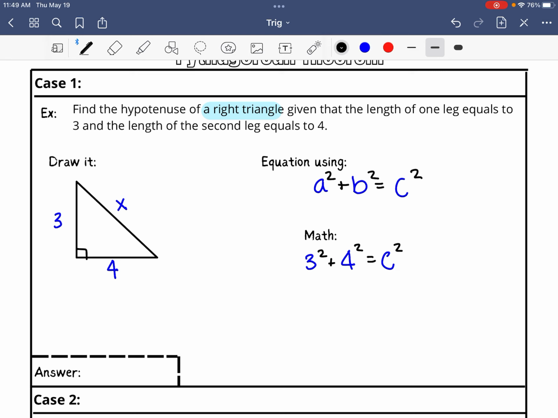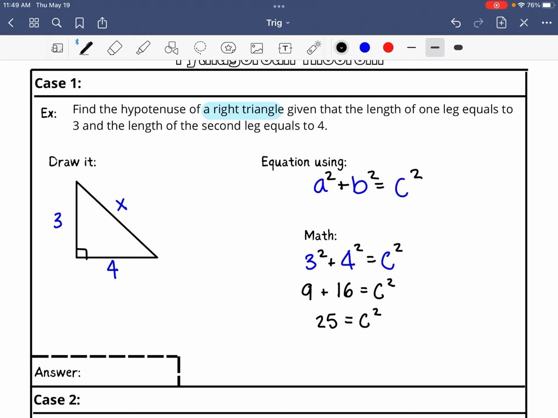So now I'm going to simplify. 3 squared is 3 times 3. It is not 3 times 2. 3 times 3 is 9 plus 4 squared. 4 times 4 is 16 equals c squared. Now I'm going to add. So 9 plus 16 is 25. And that is c squared.